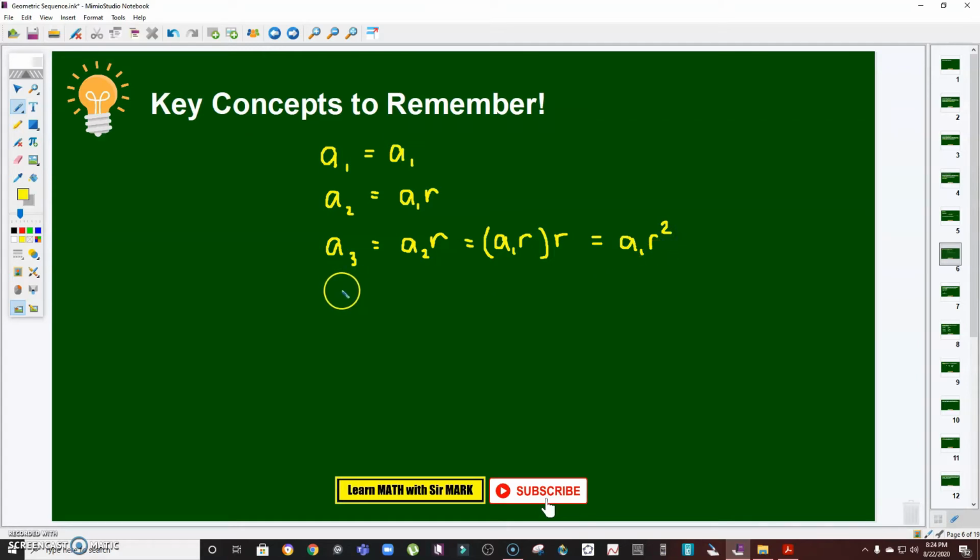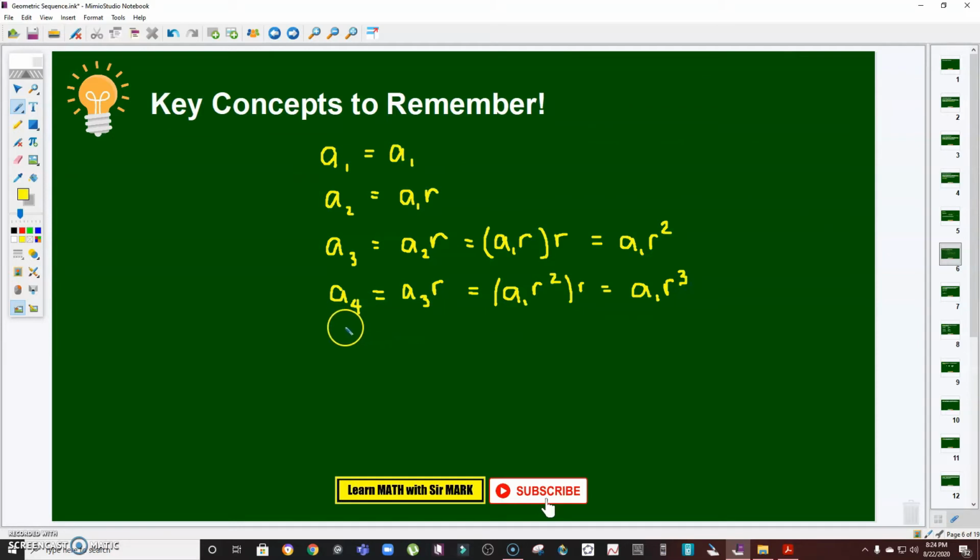See that? If we continue this, the fourth term is a sub 3 times r. But once again, our a sub 3 is a sub 1 r squared, times r. Simplifying this, we're going to have a sub 1 r cubed.